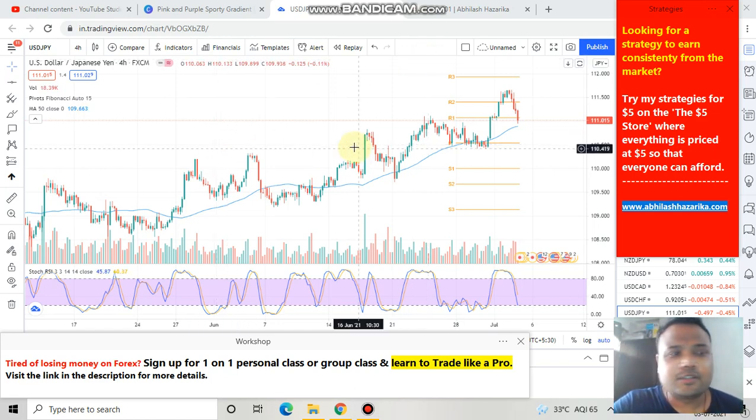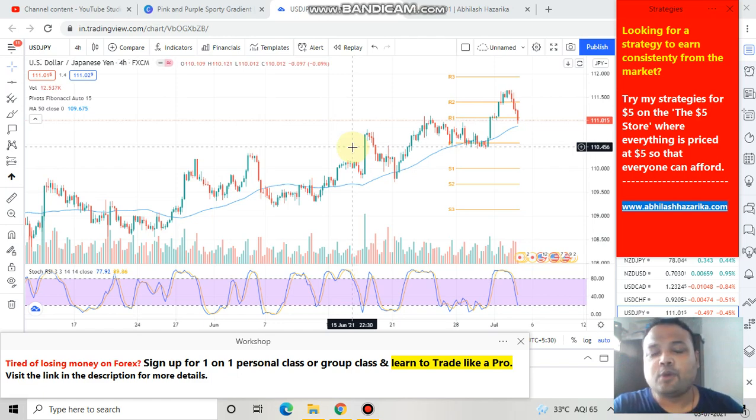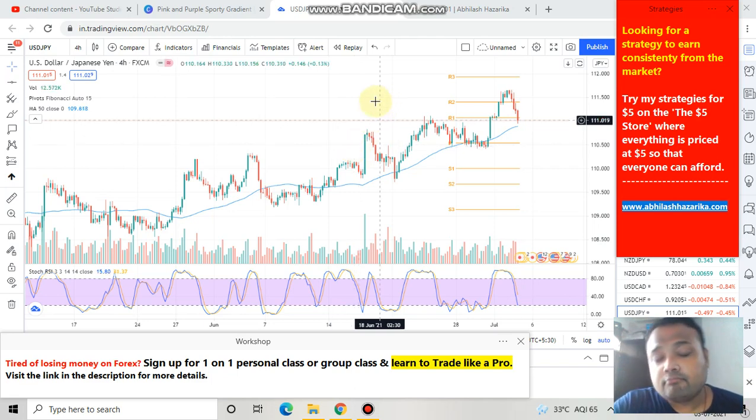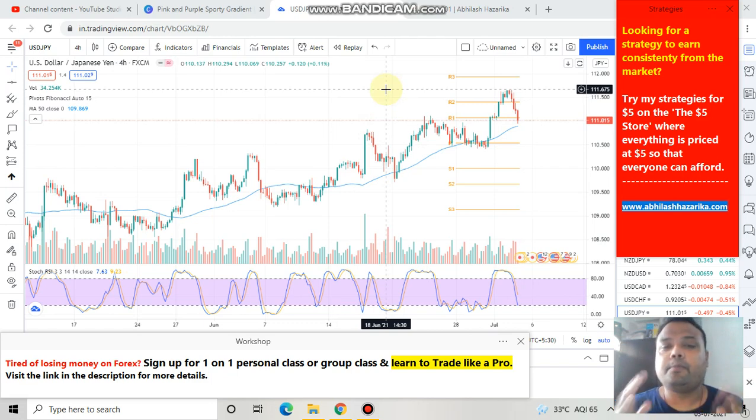So this is the 4 hour chart of US dollar Japanese yen. Yes, my favorite 4 hours time frame and the most popular time frame in the Forex community. As we all know, the NFP report came out yesterday and there was some mixed result. The jobs increased from 725,000 to 850,000, which was pretty surprising. But on the other hand, the unemployment rate has risen from 5.8 to 5.9%.